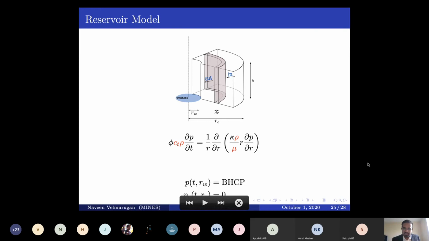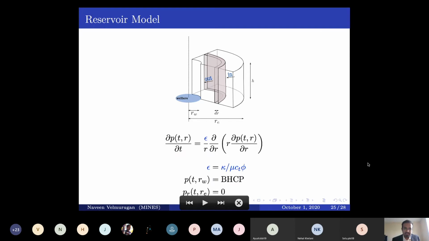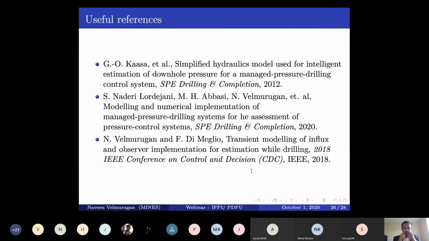Same boundary conditions as I discussed earlier. In a simpler form, you come down to this diffusion equation, where your diffusivity constant is given by different reservoir properties, mainly porosity and permeability. Okay, that was quick anyway.